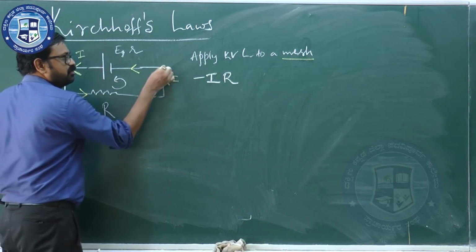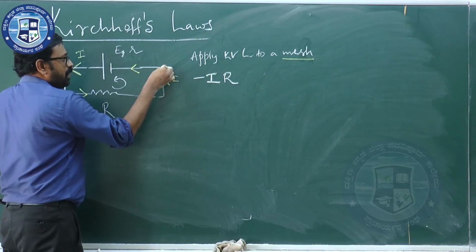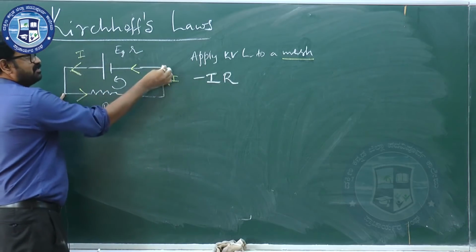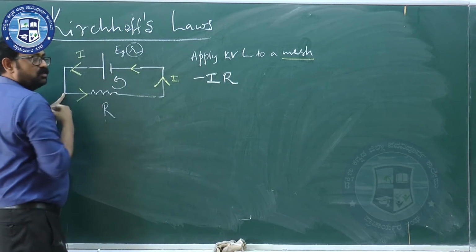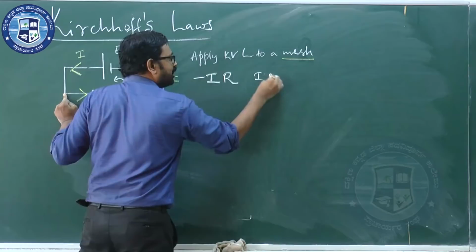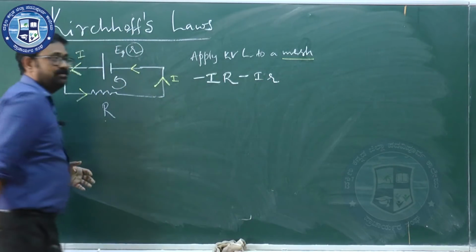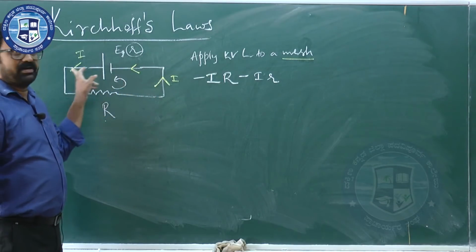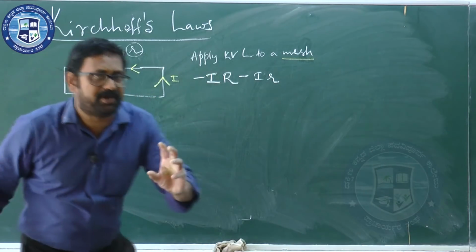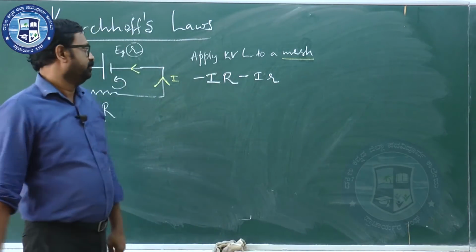I'm moving from here to here. What is the product of IR? 0. I'm moving from here to here. Do you meet any resistance? Yes, small r. What is the product of IR? I into small r. Current is same, single branch, current is same. Plus IR or minus IR? Minus. Because direction of a current is same as the direction of a traverse. Product of IR will be negative.